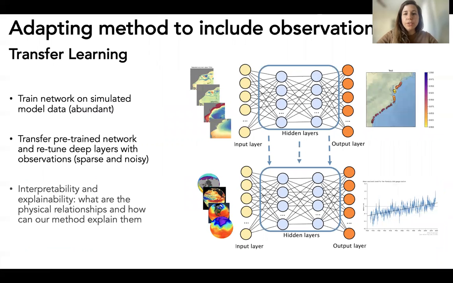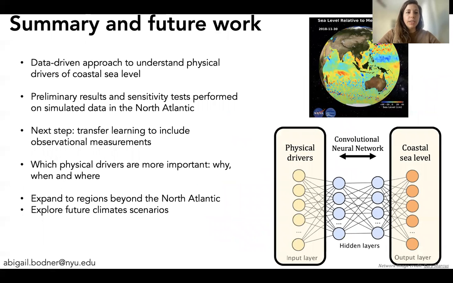To do so, we're going to use a transfer learning approach, which means that we train our network on the simulated model data and then transfer that knowledge, or transfer the network, to then be used on observations. This is a tool that's been used already in several scenarios, also in the environmental sciences world, and it's been shown to be pretty powerful in making use of sparse and noisy observations by first founding the information with abundant model data. We will then turn to really interpret and explain what's happening in this method. What are the physical relationships that exist between the drivers and the affected sea level, and how can our method explain them? So to summarize, we're looking at a data-driven approach to understand physical drivers of coastal sea level.